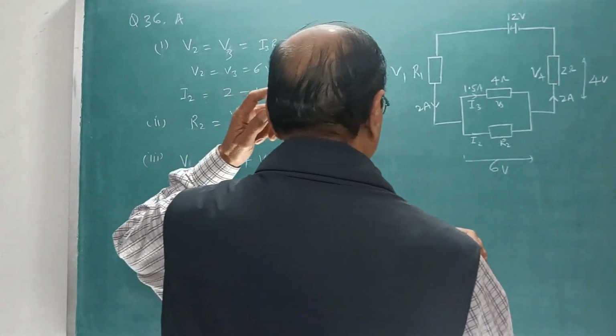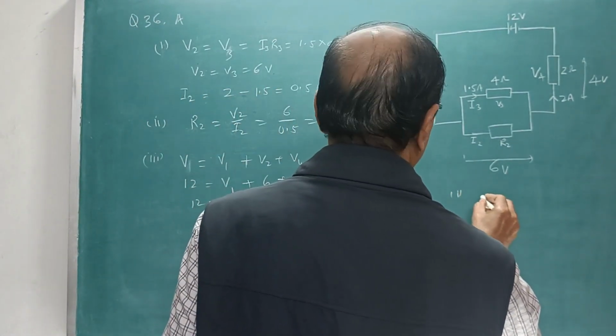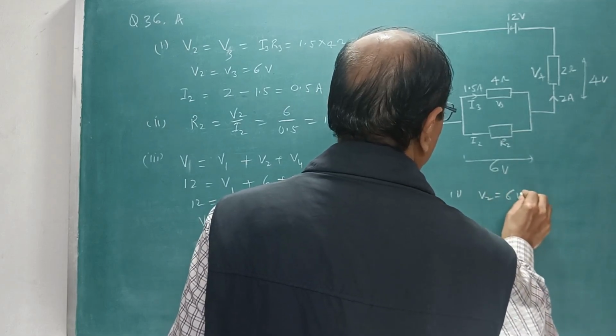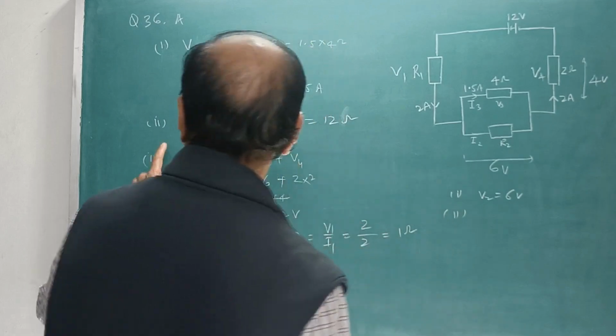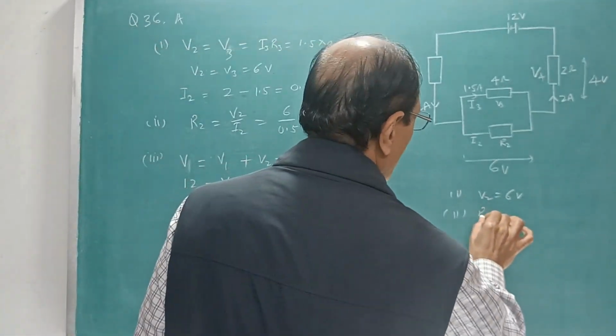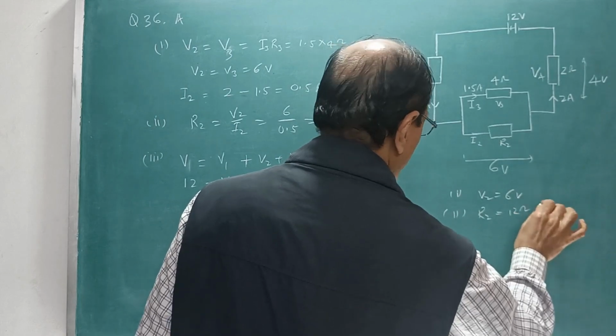So the answer, first part is V2 is equal to 6 volt. Second part, R2 is equal to 12 ohm.